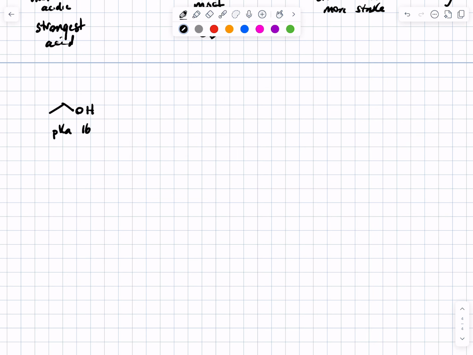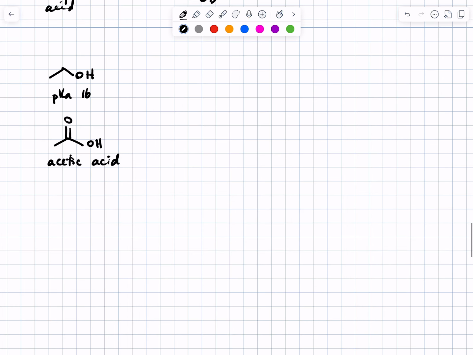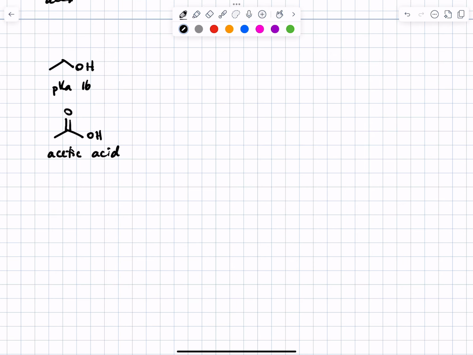Now I'm going to draw a molecule called acetic acid. This is an example of a carboxylic acid. You will learn about that functional group on probably Friday and Monday. But acetic acid is a major component of vinegar. Vinegar is just water plus acetic acid.